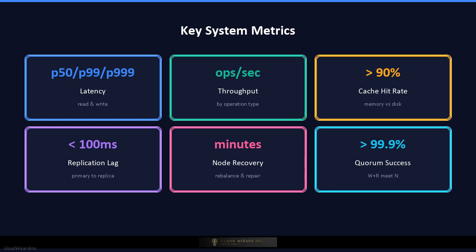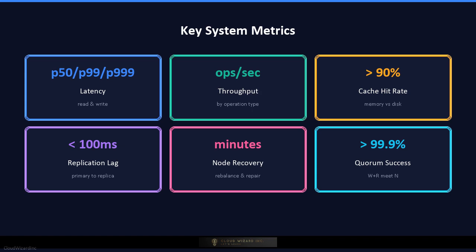The key metrics to memorize cold. Latency distribution: P50, P99, and P999 for both reads and writes. Throughput, measured in operations per second or bytes per second, split by operation type. Cache hit rate, the fraction of reads served from memory without hitting disk. Replication lag, the time between a write on the primary and its reflection on the secondary.